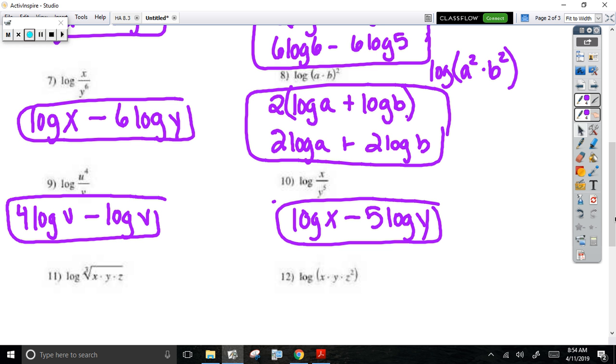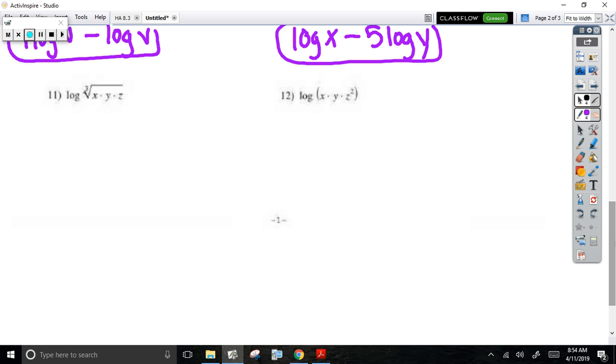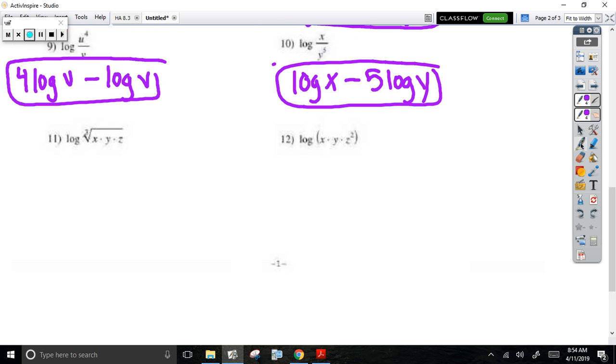Now I know that number 11 is one that a lot of you will have a question about, so I'm going to make sure I explain that one really well. We have a cube root around all of this stuff. So you have to remember that a cube root is really the 1/3 power. So the first thing you want to do is change this to the log of x, y, z to the 1/3. Because we didn't have any like radical properties, we only had a power property from yesterday.